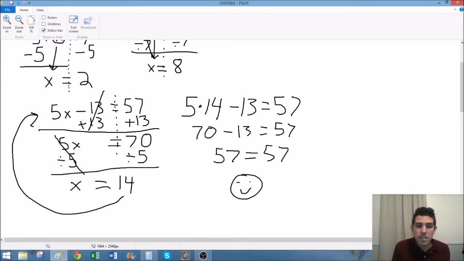So inverse operation is doing the opposite of whatever operation is occurring to our variable. Well, that's it, and I'll see you in class.